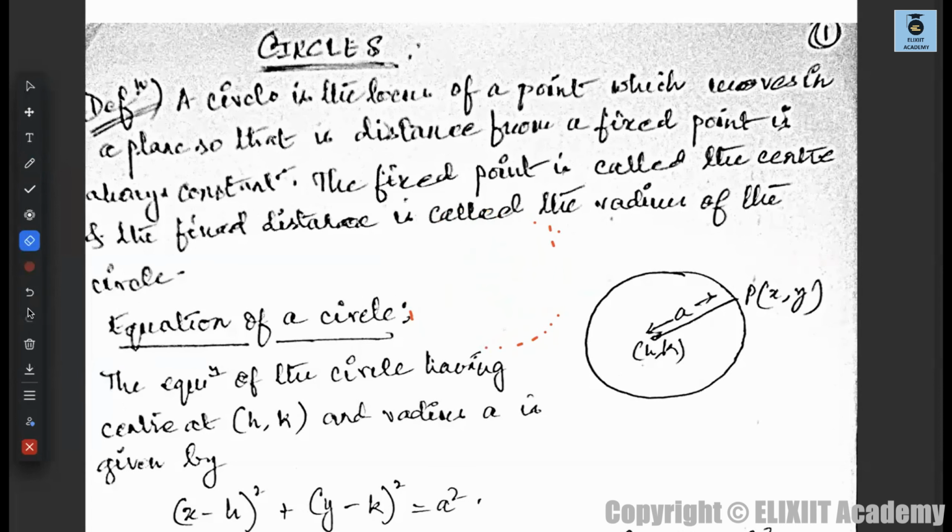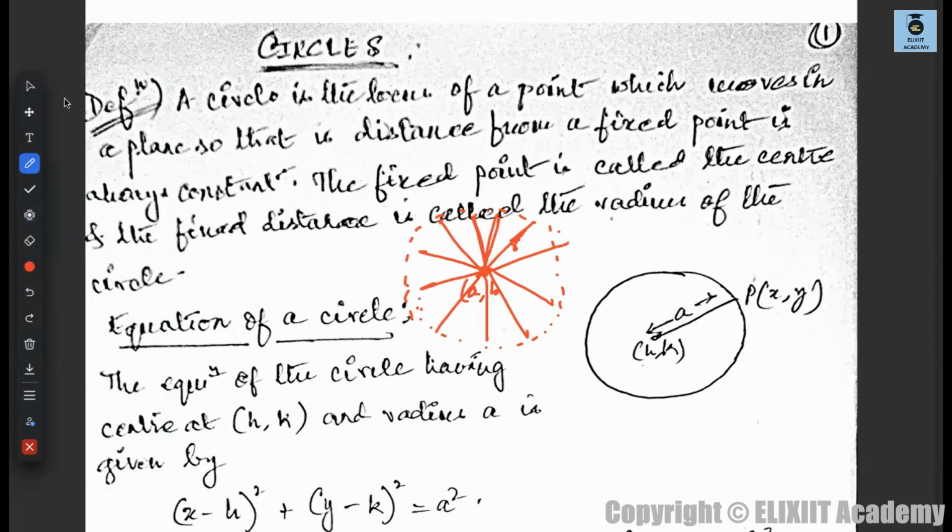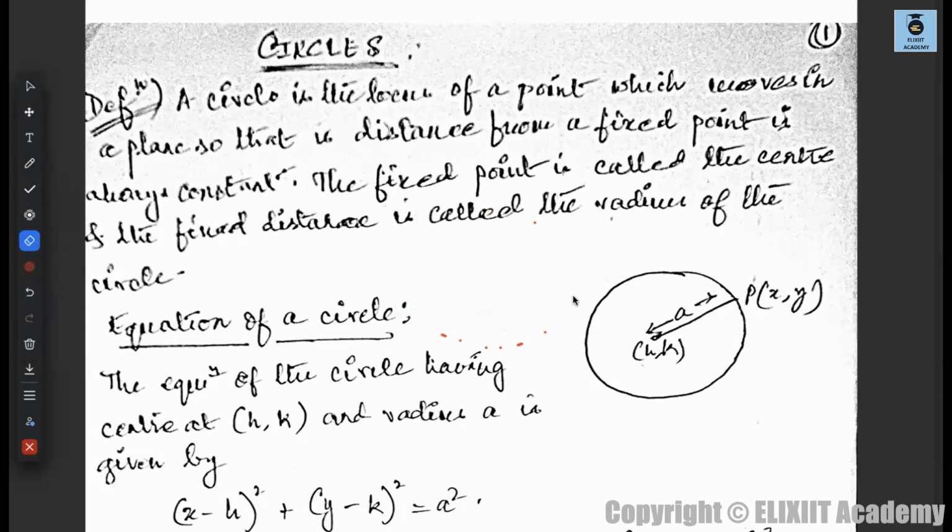Now, what is this fixed point known as? This is the fixed point. The fixed point is called the center of the circle, and the fixed distance is what? The radius. All these distances are called the radius. That's all, we have the definition. So a fixed point is called the center and the fixed distance is called the radius of the circle.